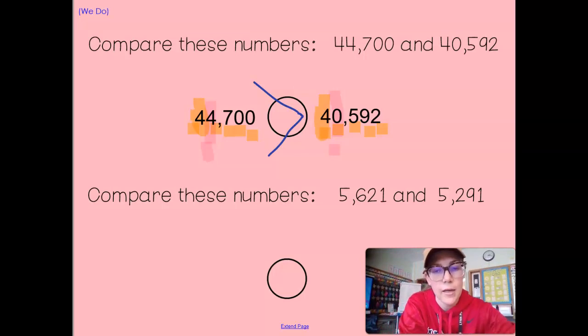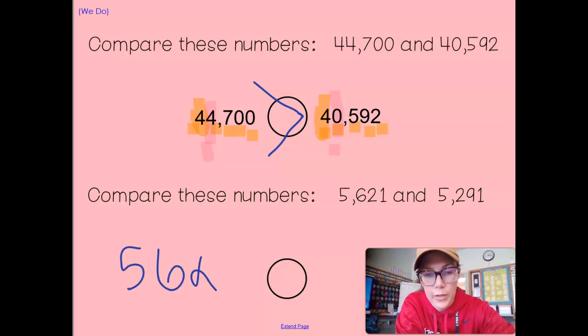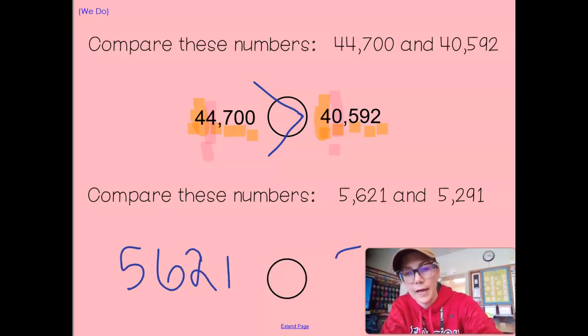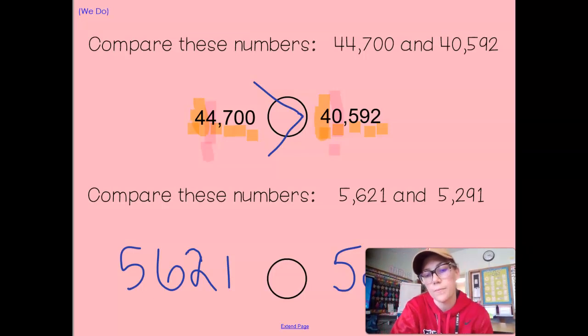Let's read the first. 5,621. And the second number, 5,291. What's the first thing that we do? That's right, count your digits first. How many digits are in the first number? Awesome, there are 4 digits. How many digits are in your second number? Fantastic, 4 too. So since we have a 4 and a 4, we can't decide yet. We need to go by place value.